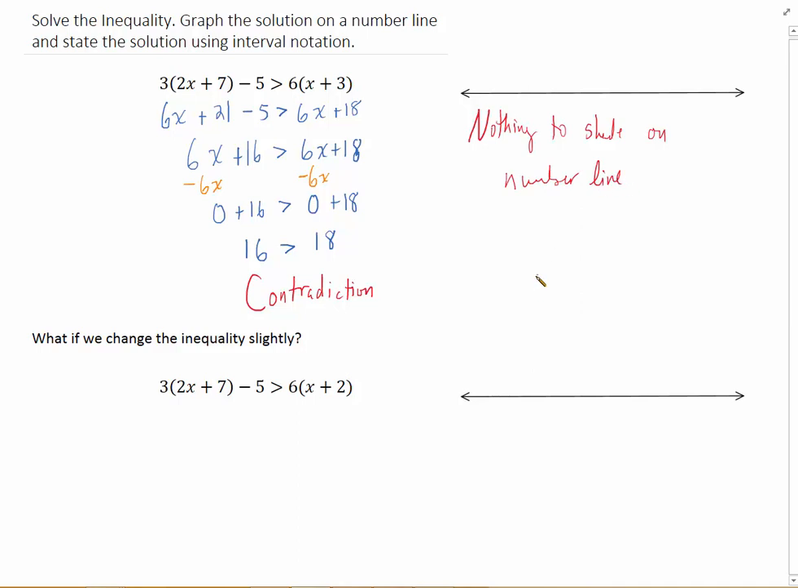Now for the interval notation, since there are no solutions, we would write the empty set. Another notation that we sometimes see for this is the 0 with a slash through it. Both of these symbols represent the concept of the empty set.